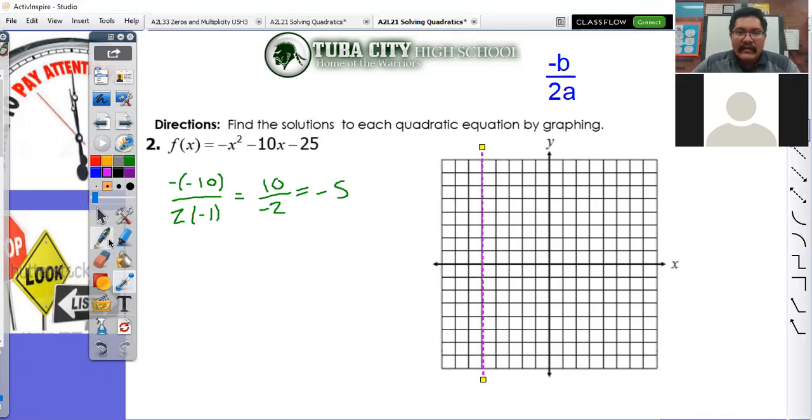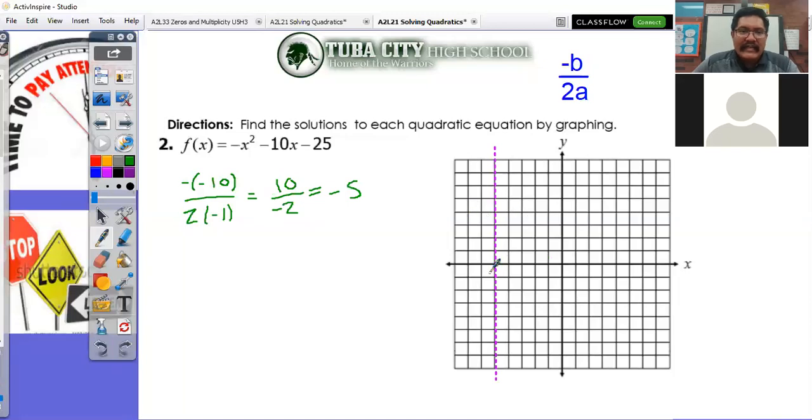So here I have my axis of symmetry at negative 5. Now we've got to find the vertex, and the vertex has to be on the axis of symmetry, right? Because that's what it means. It means it's the same on both sides.